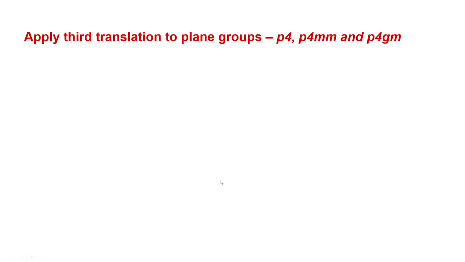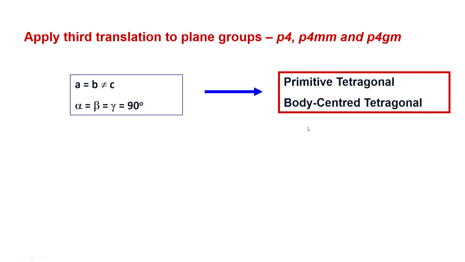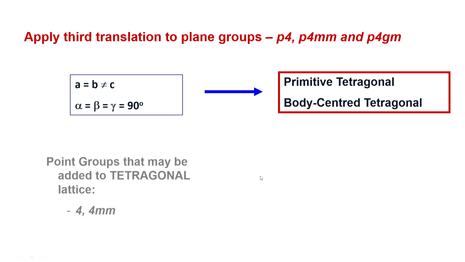You can apply a third translation to plane groups P4, P4mm, P4gm to get a primitive tetragonal or a body centered tetragonal. So, that way you will get to the tetragonal crystal system as well. Point groups that could be added to the tetragonal lattice, we know, are 4 and 4mm. Since we have started with the plane group with the square lattice, I have the fourfold symmetry present.